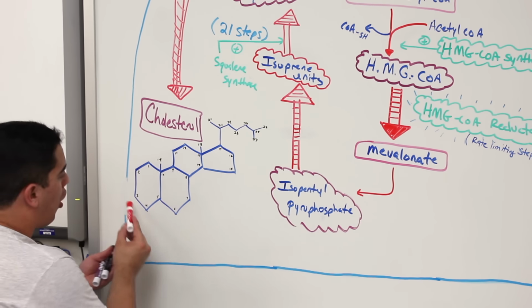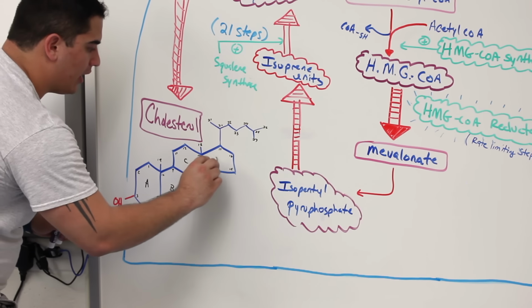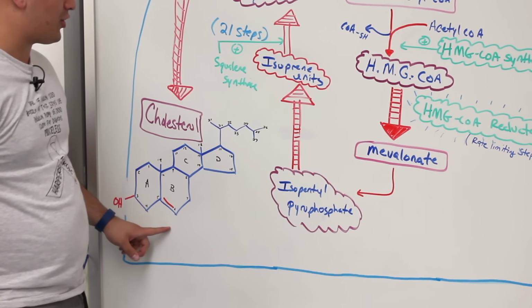So now, I like to just call this the A ring, the B ring, the C ring, and the D ring. And then you've got this little antenna structure. This is our cholesterol molecule.